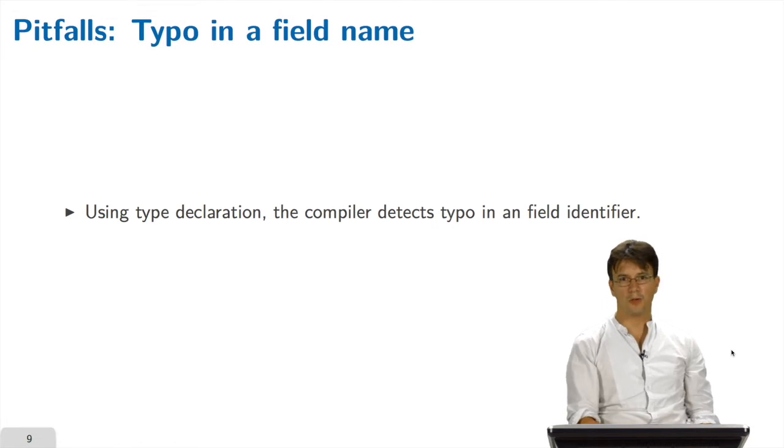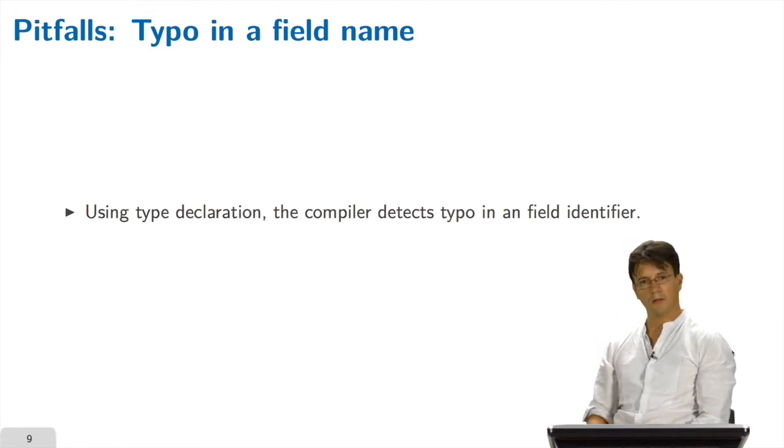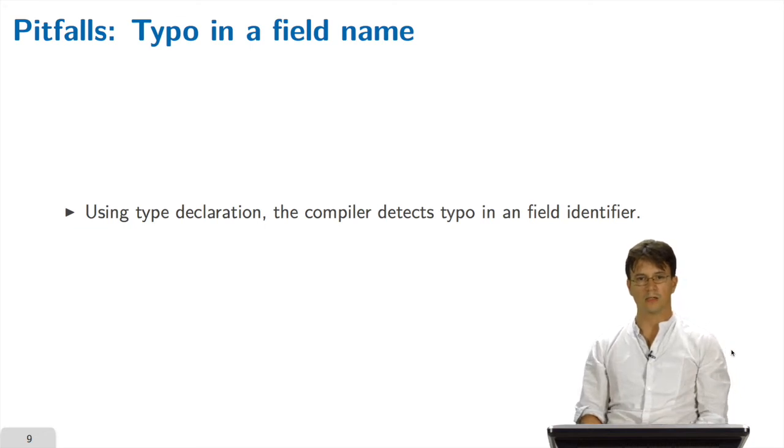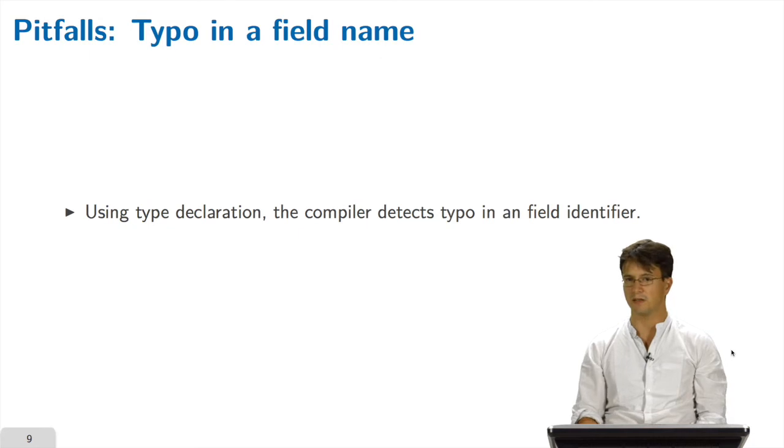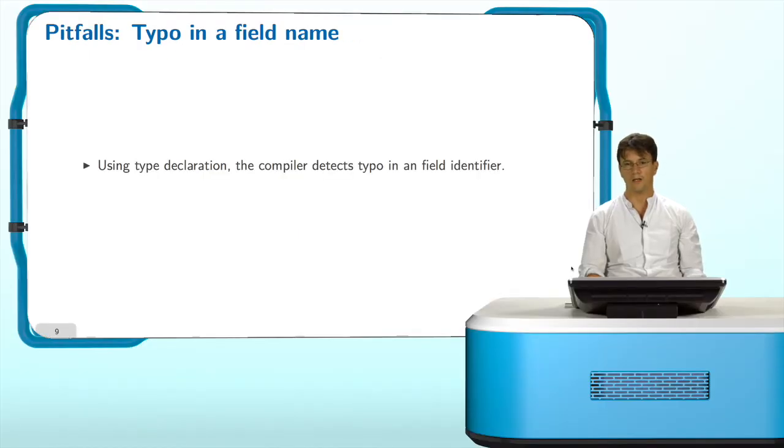Now, what kind of programming error can you make when you are manipulating records? The first one is a typo in the name of the field that you are defining or observing. In that case, the compiler is able to detect that just at compile time.